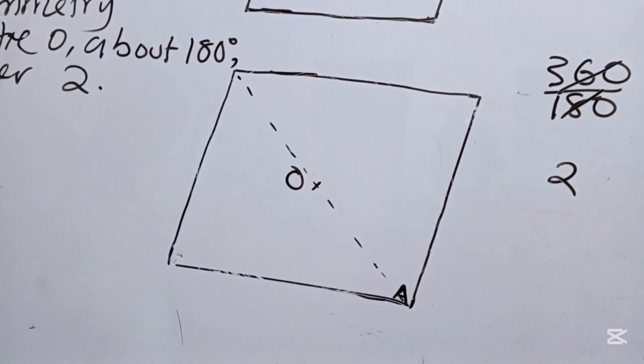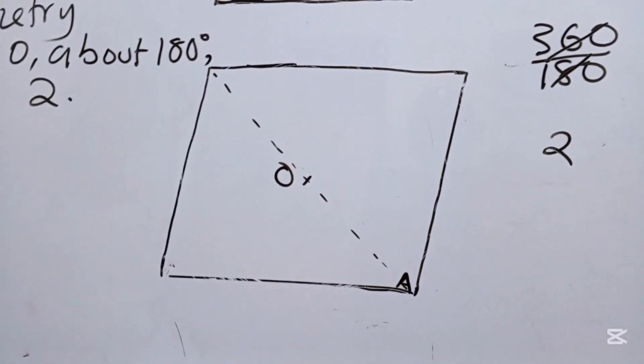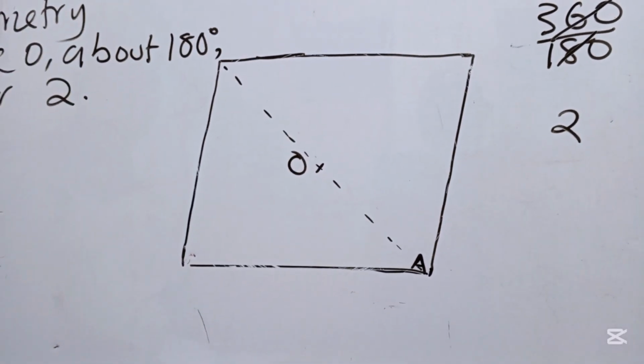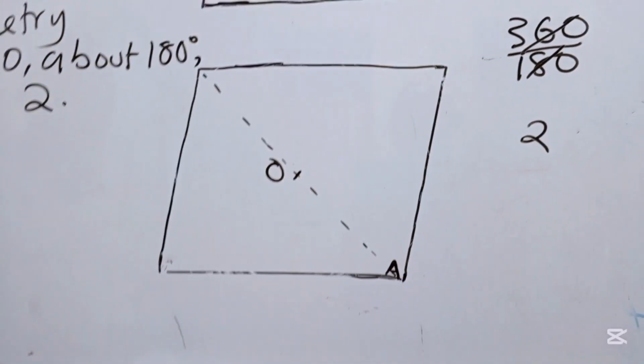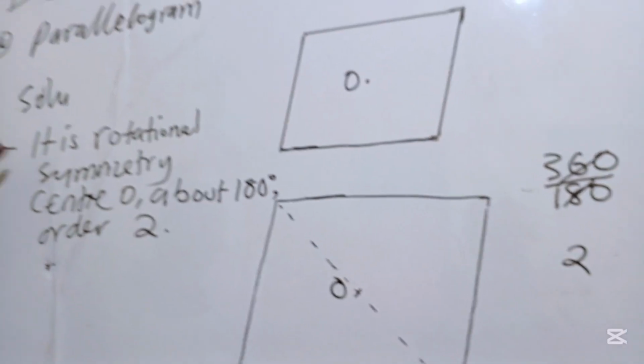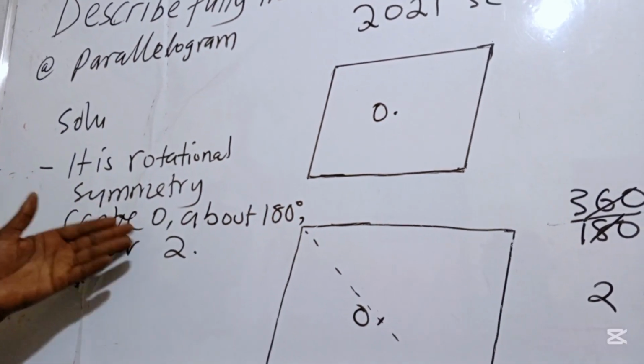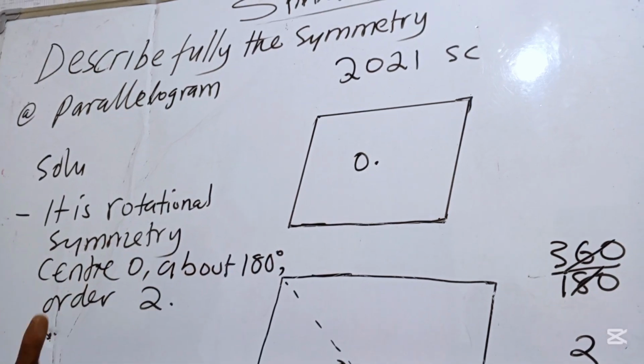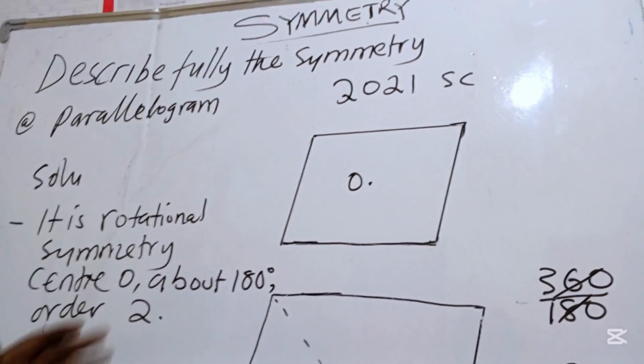Thank you so much. God bless you. We'll go to the next question. We'll be now looking at describing fully the symmetry. So we started with a parallelogram. A parallelogram, mind you, has rotational symmetry, center O, about 180 degrees, and order 2. Thank you so much.